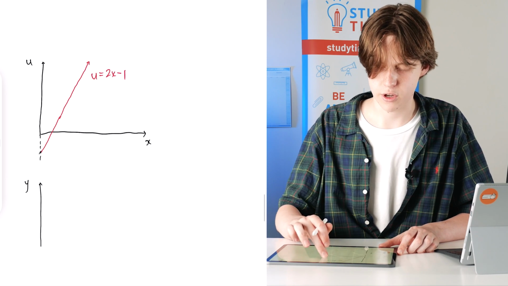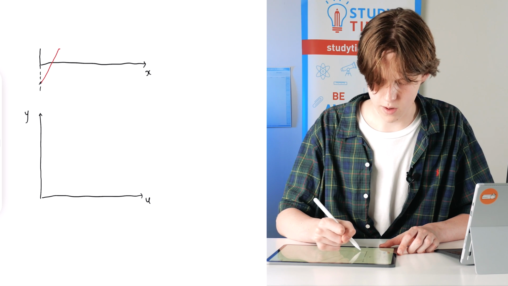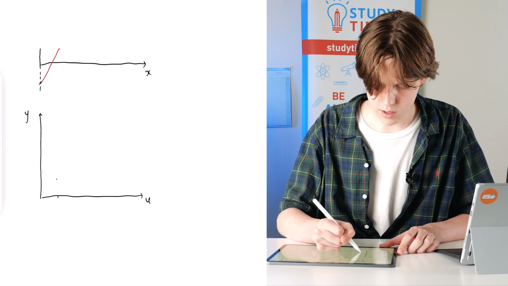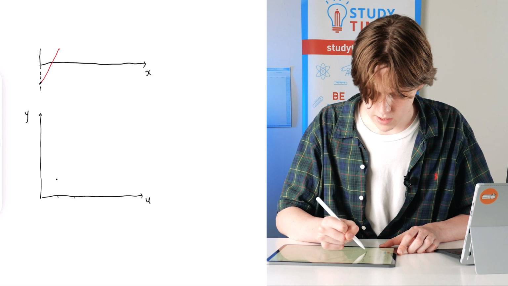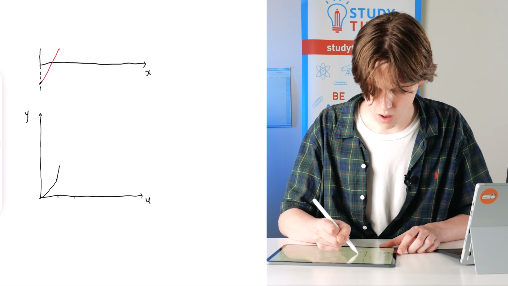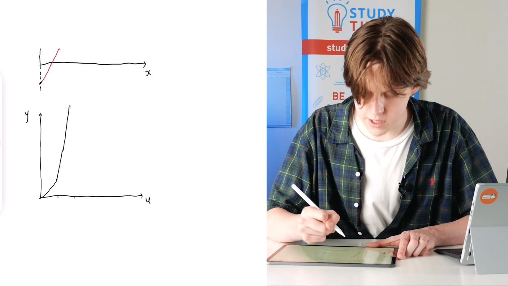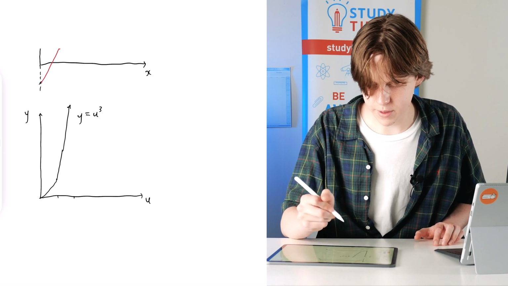y is just equal to u cubed. So if we look at that, at 1 we're going to get 1, and then at 2 we're going to get 8. So it's going to kind of come out like this. So this is y equals u cubed, and it just goes up and up.